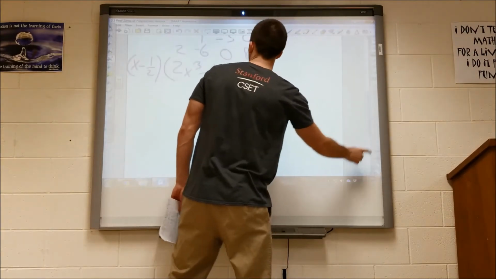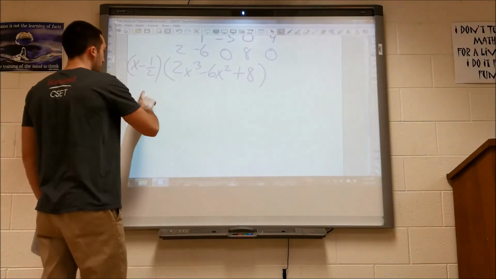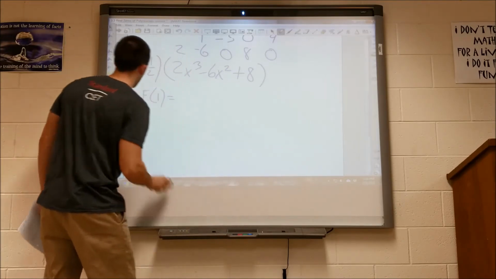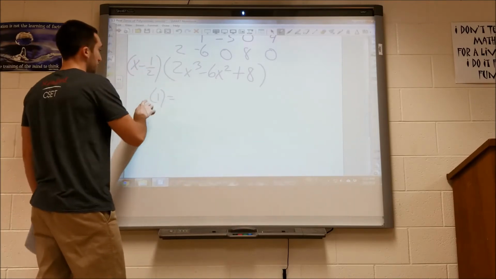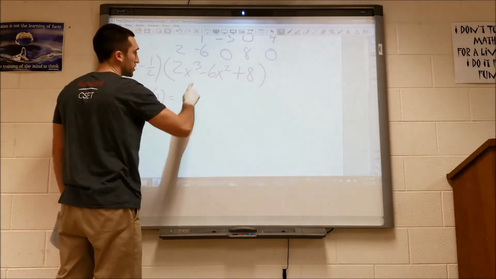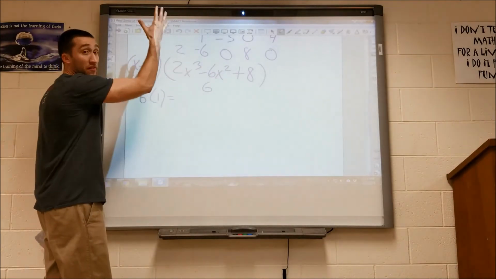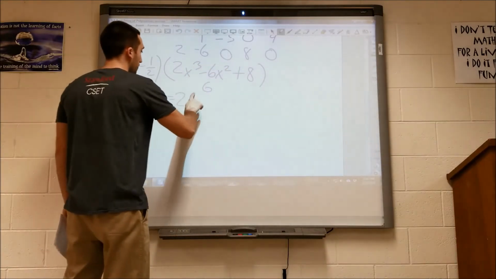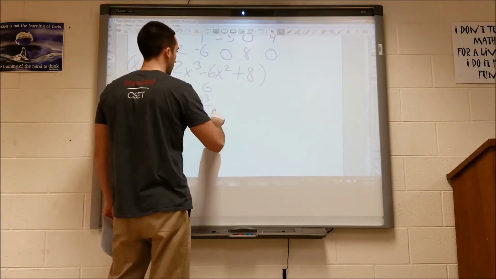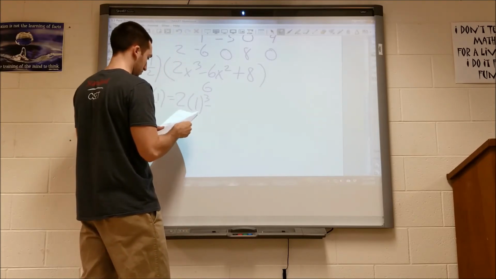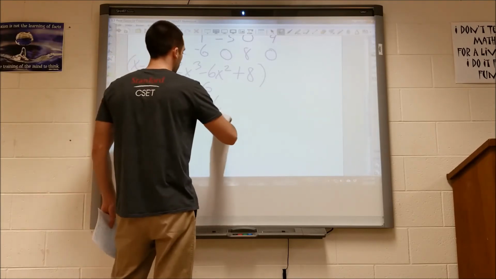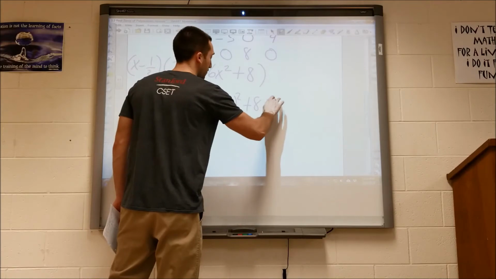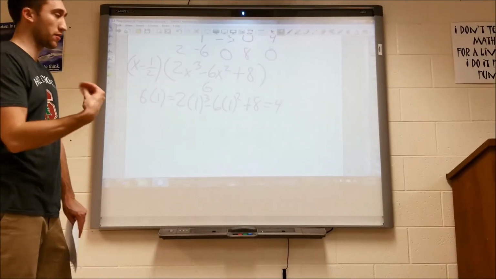So I'm going to plug in 1. Now I guess I should call this a different function. Let's call this one g, only because it's not the original f. So now I plug a 1 in wherever I see an x here: 2 times 1 cubed minus 6 times 1 squared plus 8. When I simplify that, that gave me 4. Now what I'm looking for is 0.